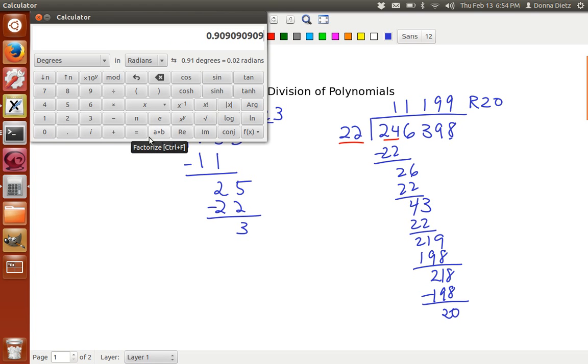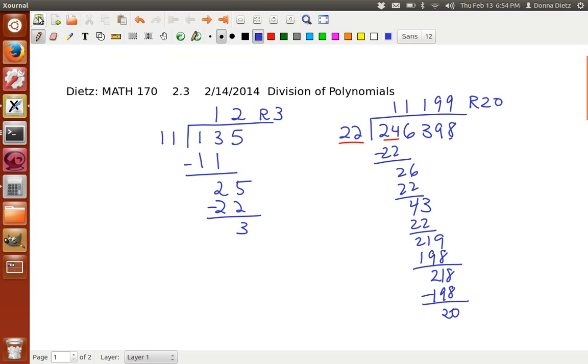0.9090909090. Well, you just multiply that by 22, which is this number right over here, to the left side here. That gives you 20, and then you're like, yep, that's the right remainder. So we're good to go. Okay, now we're done with the review of long division.